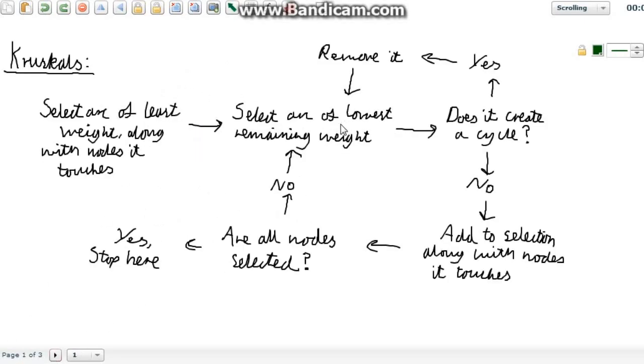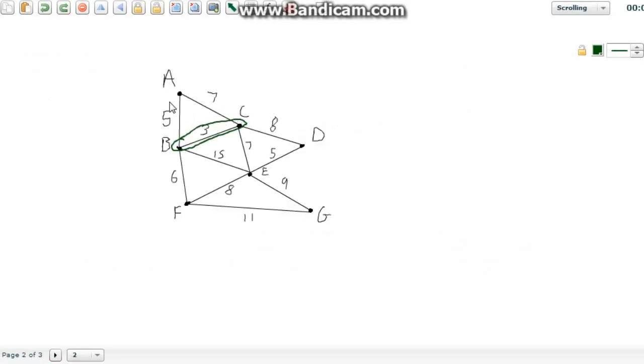Next, we select the arc of the lowest remaining weight. So let's see. What do we have? We've got 5, 7, 6, 15, 7, 8, 5, 8, 9, 11. So it's going to be one of the 5s. We can pick either. It doesn't make too much of a difference. So let's pick this one, the ED arc of 5.